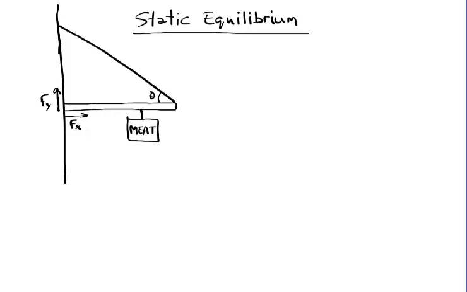This cable that we have is going to make some angle theta with the pole itself. Some of the other things I may need to know in order to do this problem might be the mass of the pole and the mass of the sign. Okay, so let's assume that we know all those things.